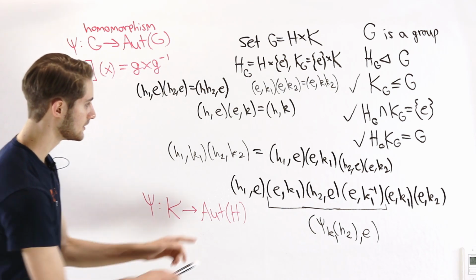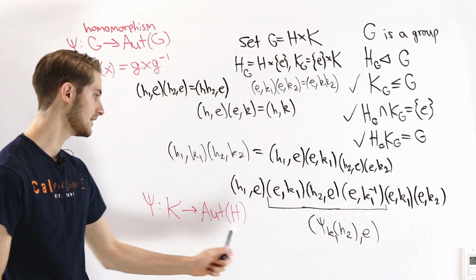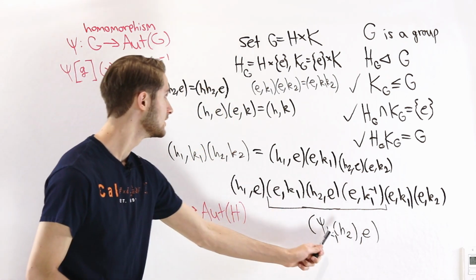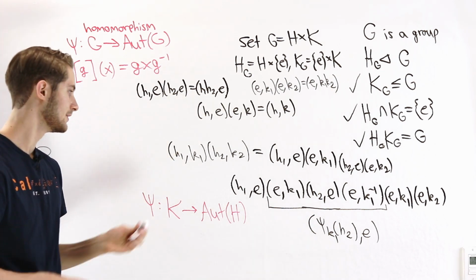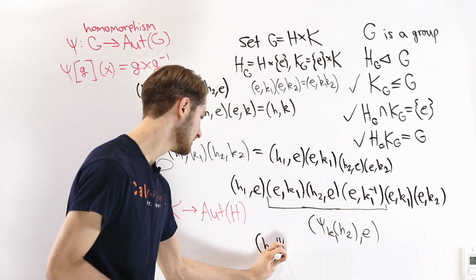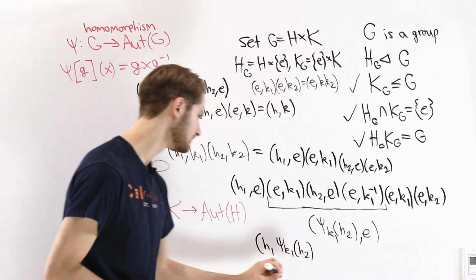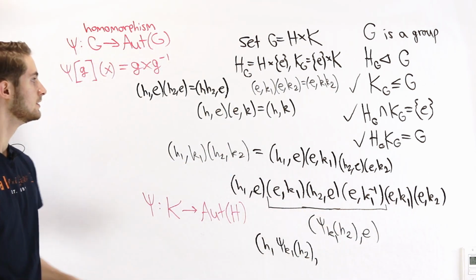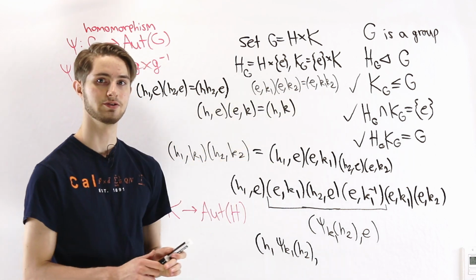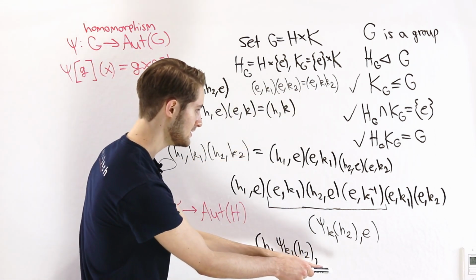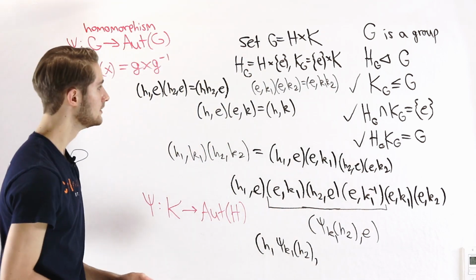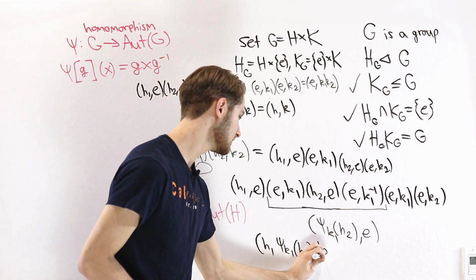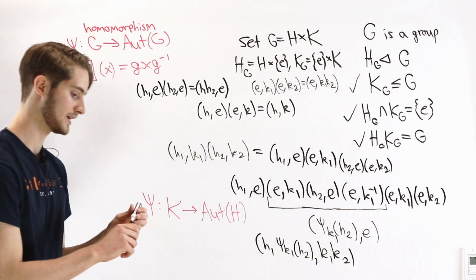The reason is, on the left side, we have (h1, e) times this psi of (h2, e). So these are both elements of H, and we know how they multiply. We just put them together. So over here, we're going to have h1 times psi k1 of h2. Now, on the right side, we have (e, k1) times (e, k2). We know that that's just going to multiply to get k1 k2. So we have this comma e times (e, k1 k2), and we can multiply those together. We just combine the pair. So our final result is just going to be this pair right here with k1 k2.